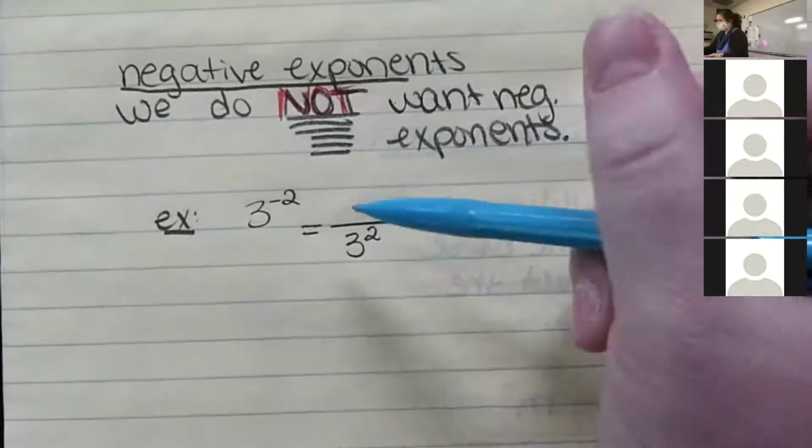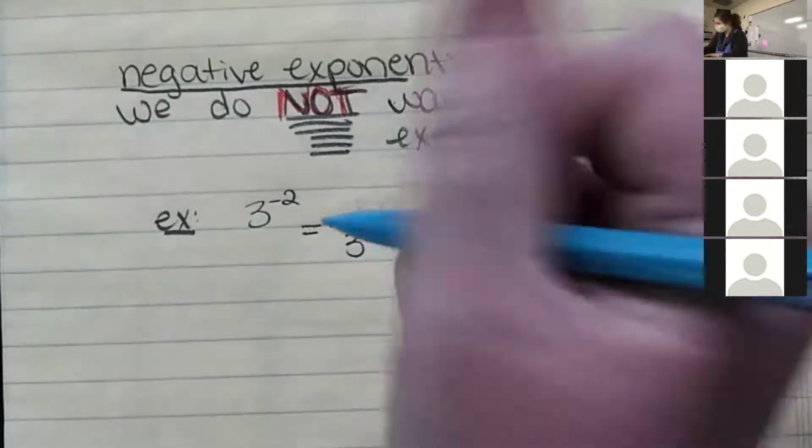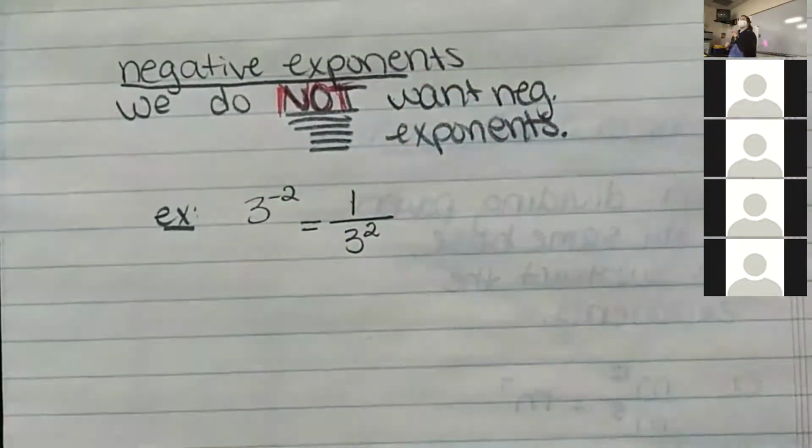Well, I need a placeholder up here. A 1, perfect. Can we put any number on? What's a good placeholder that's not going to change anything? 1. Multiplying by 1, right? So 1. So now is your exponent happy? Yes.